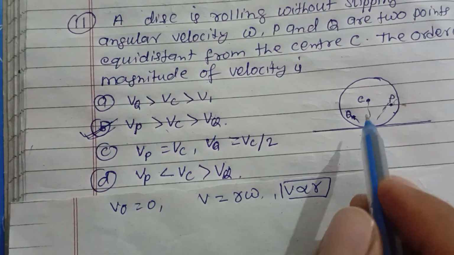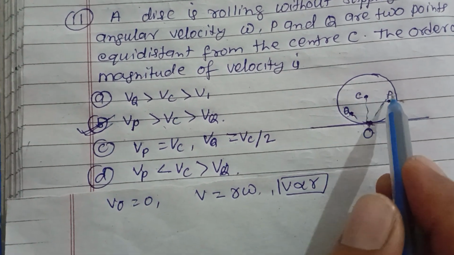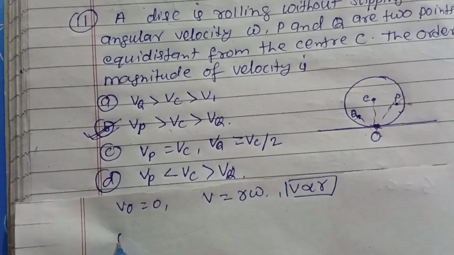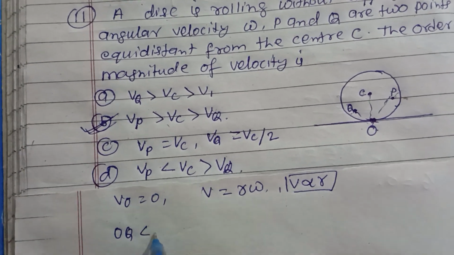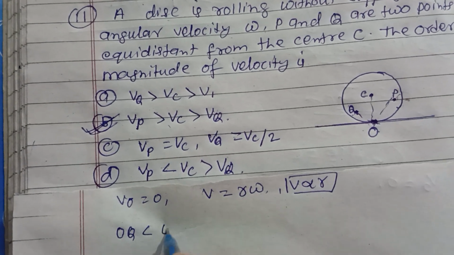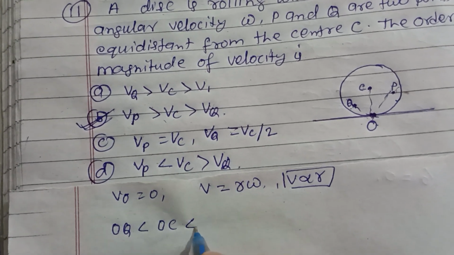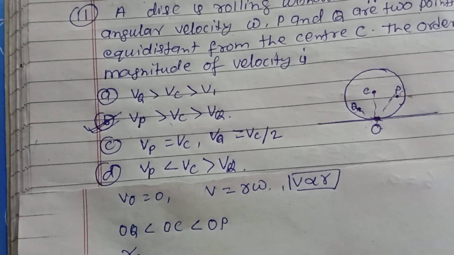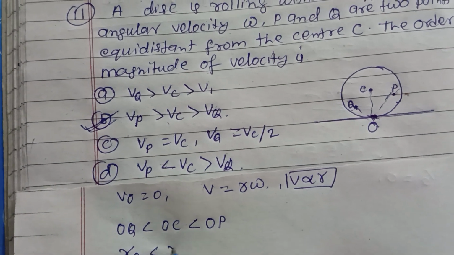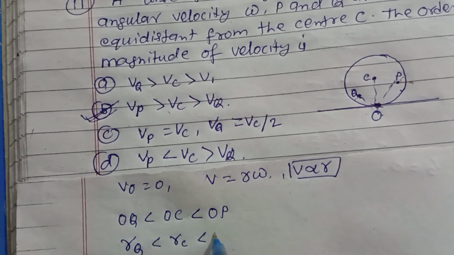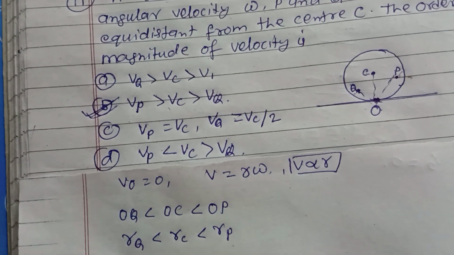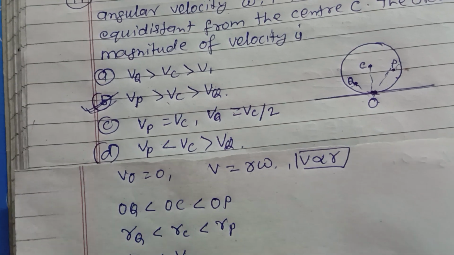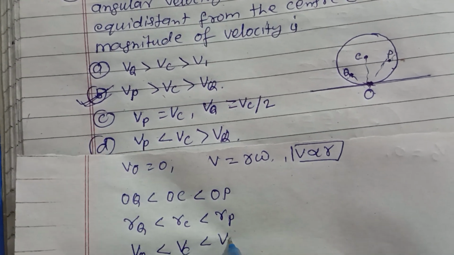So see the distance of the points Q, C and P from the O. We see here OQ is less than OC and OC is less than OP. It means RQ is less than RC is less than RP. It means VQ is less than VC is less than VP.